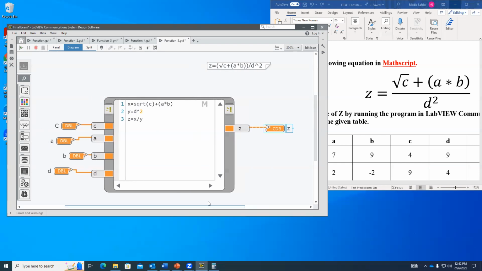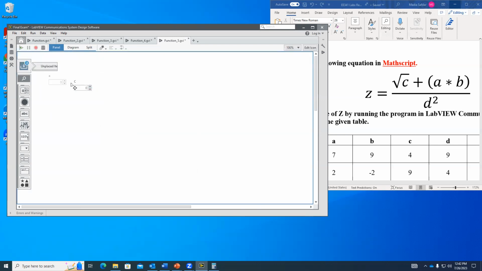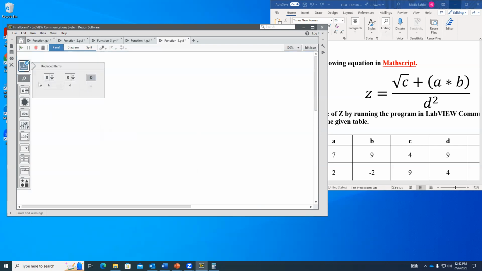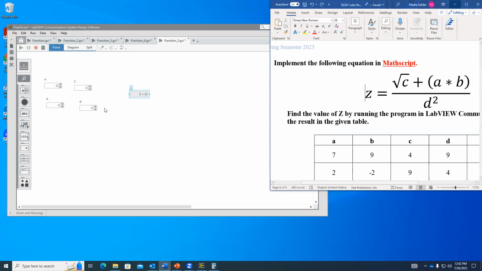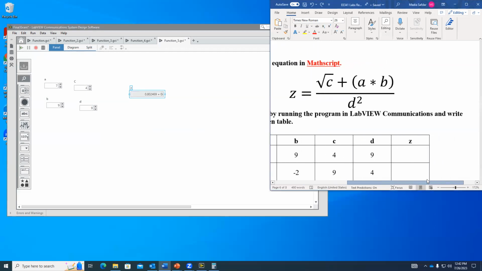That's it. Now you go to the panel view. You have C, A, and Z. Now, A is 7, B is 9, C is 4, and D is 9. Run. So this is 0.802. You will write this answer here.